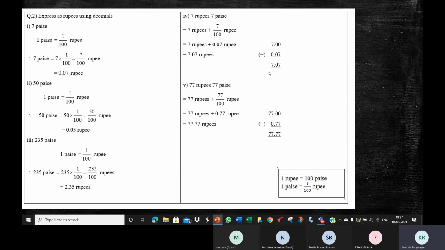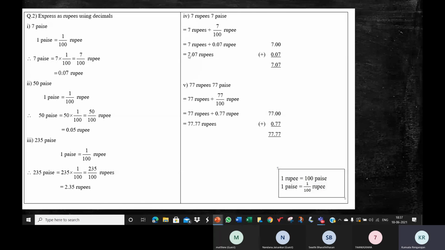Now arrange it to add. See, both are in rupees. Now you'll wonder why we should not have added here only, 7 rupees and 7 paise, 7 and 7, 14. You cannot add different units. 7 rupees and 7 paise you cannot add because they are in different units. They must both be converted to the same unit. So both are in rupees now.